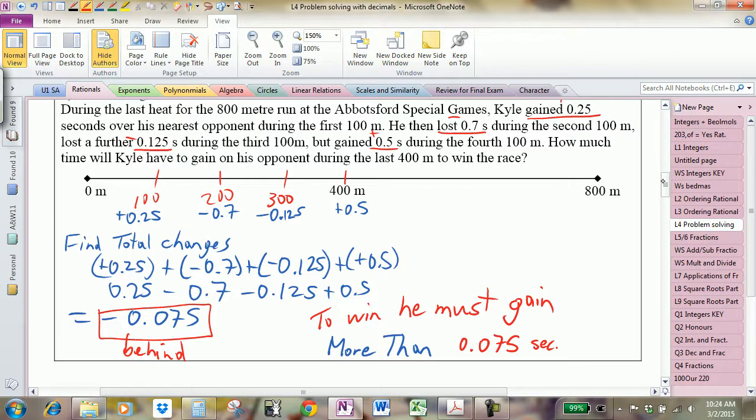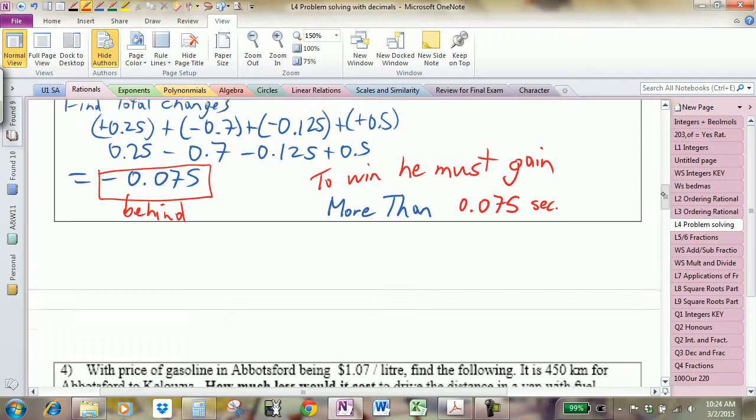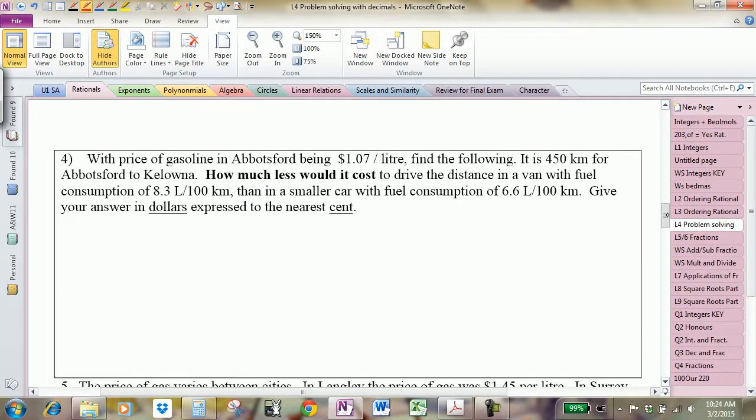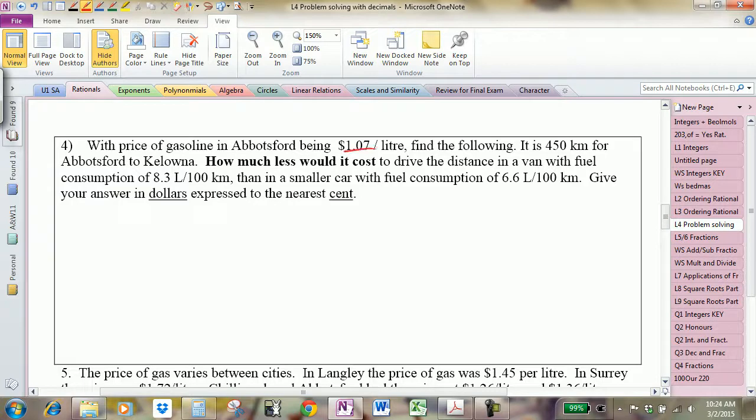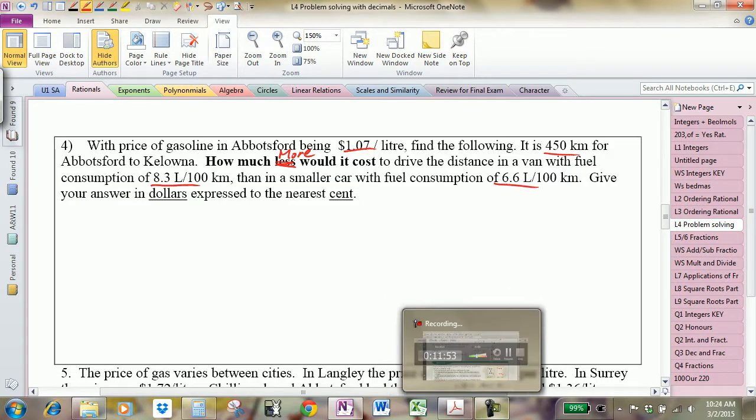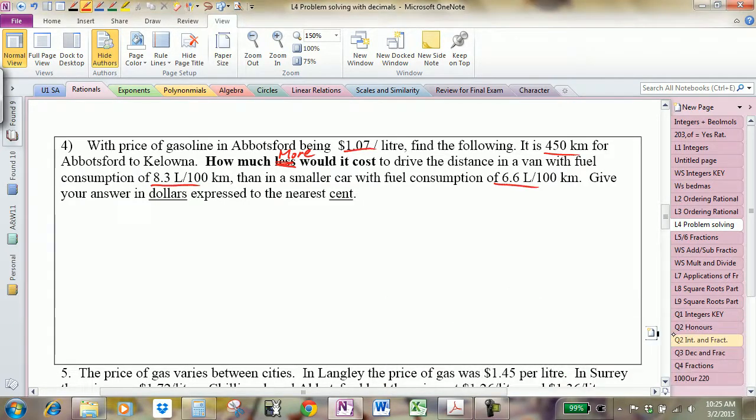All right. Okay, read the next one, underline the important info. Go. And you've got to change this word from less to more. Okay, then it makes more sense. How much more would it cost? Because the van is more of a gas guzzler than the car, right? So there's the important information. What we want to do is find the difference between them.